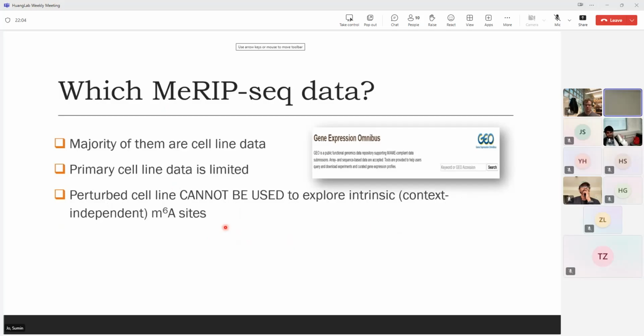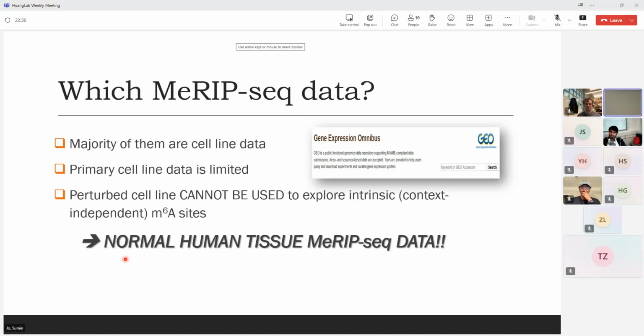The majority of data in GEO are cell line data, and primary cell data is very limited among these deposited datasets. But what we want to identify is intrinsic M6A sites that are methylated in normal physiological conditions, so perturbed cell lines cannot be used to explore the intrinsic M6A sites in our case. So we need normal human tissue data to investigate the intrinsic M6A sites.